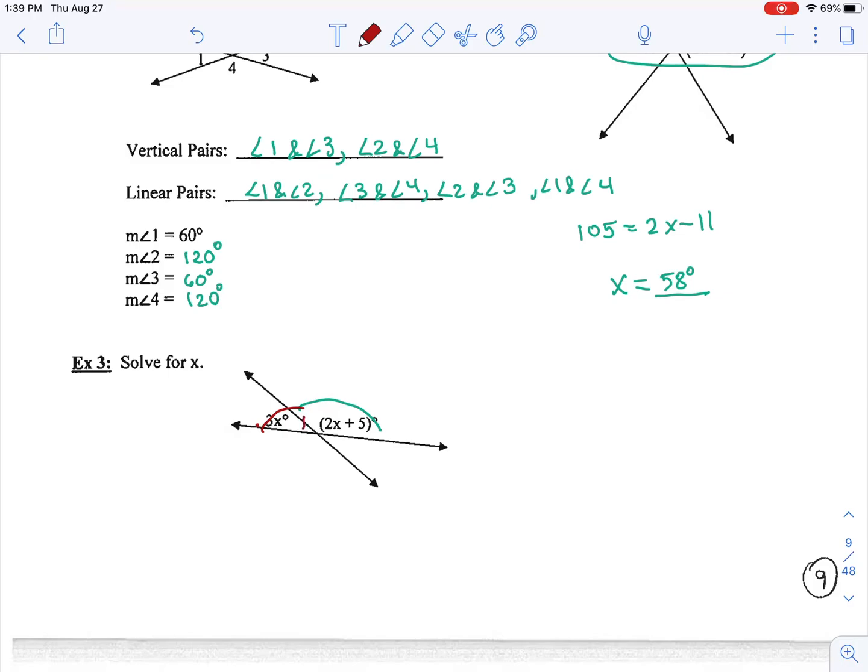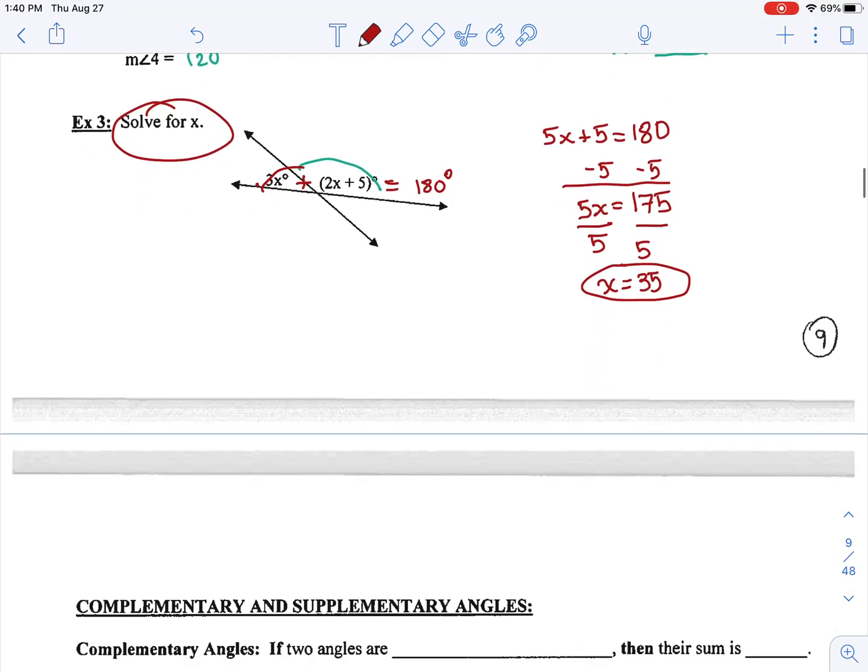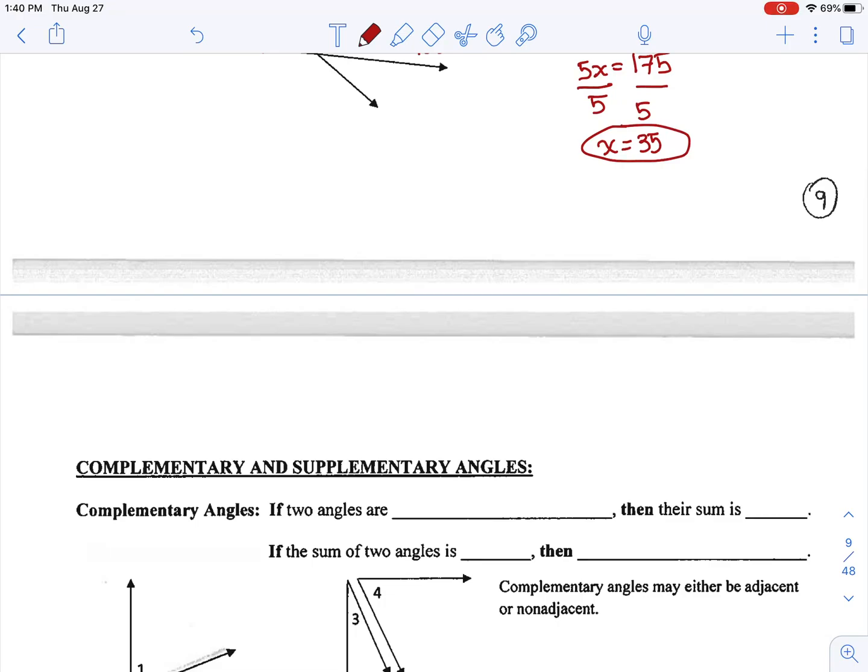I know that these two added together is equal to 180 degrees. So that's going to be my equation. I'm going to do 3x plus 2x is 5x, plus 5 equals 180. I subtract 5 on both sides. 5x equals 175. Divide both sides by 5. x is 35. And it did say solve for x, so x equals 35 is my solution. So moving on, we're going to talk about complementary and supplementary angles next.